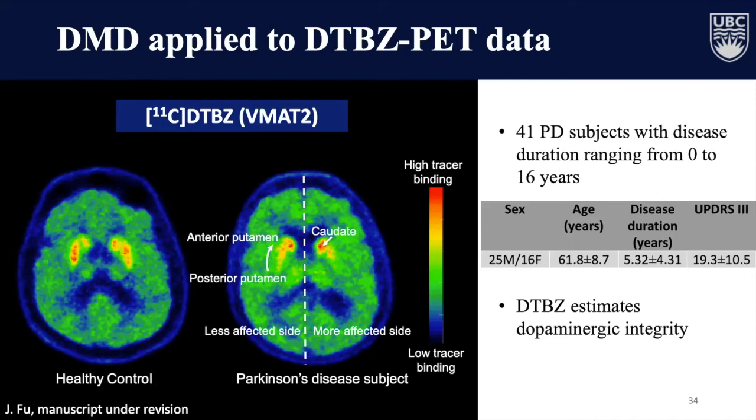In Parkinson's, it has a very well-known disease-induced gradient in the striatum. Here, this is the putamen. The posterior putamen is more affected compared to the anterior putamen, so there's a disease-induced gradient compared to healthy controls. And the caudate here is relatively preserved compared to the putamen. So we want to use the well-known gradients in the DTBZ as a robust reference for analysis outcomes.